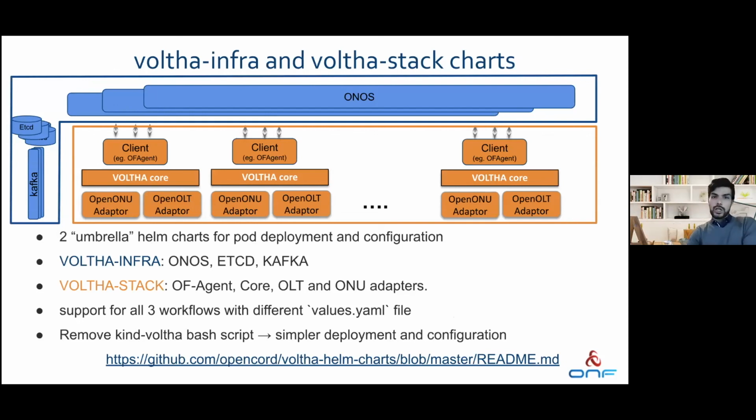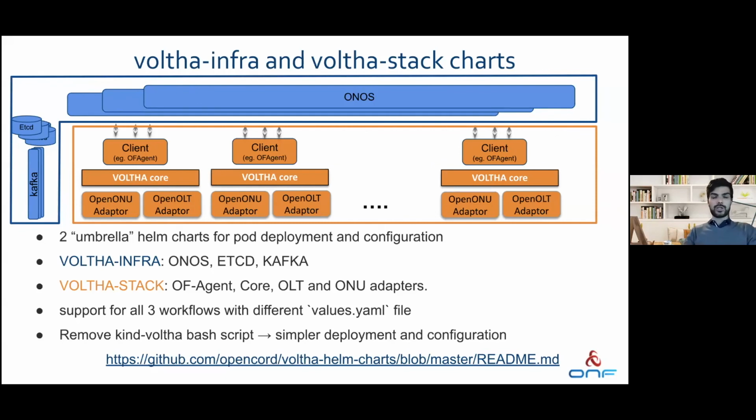Another key addition that we have made in 2.7 is that we wanted to have the deployment be Helm native as much as possible. And we had Helm charts for all the components even before 2.7, but we never had what we called umbrella charts, meaning that during 2.6, we had the split of the infrastructure and the stack, where the infrastructure, again, is Kafka, etcd, and ONOS, and the stack is the OF agent, the VOLTHA core, the ONU adapter, and the OLT adapter. So before we had this script, which was called kind-voltha, which deployed VOLTHA and the infrastructure all together.